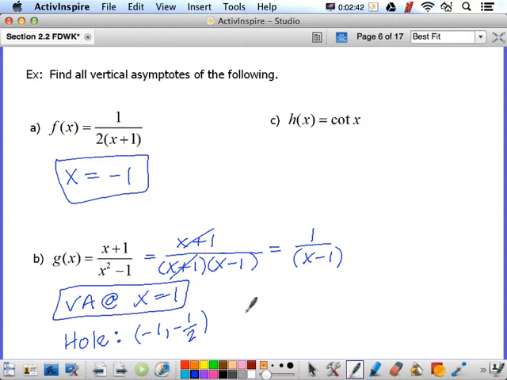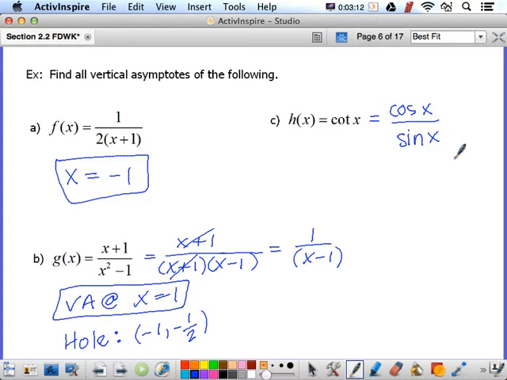Last one, let's talk about h of x equals cotangent of x. We talked about sine of x in terms of continuity last time. We said that sine and cosine are continuous everywhere because they have no vertical asymptotes, but the other four have vertical asymptotes. So let's talk about where the vertical asymptotes are and how to find them. Cotangent of x is the same as cosine over sine.